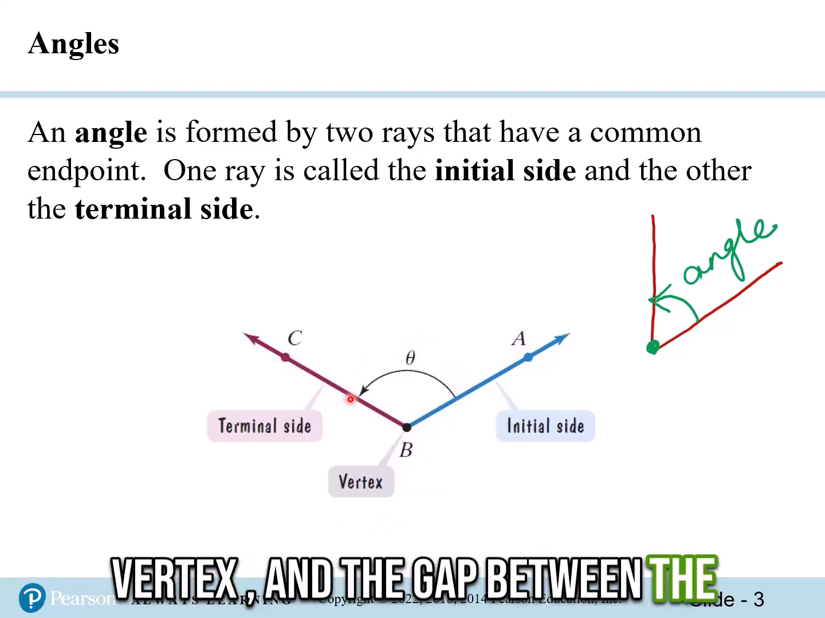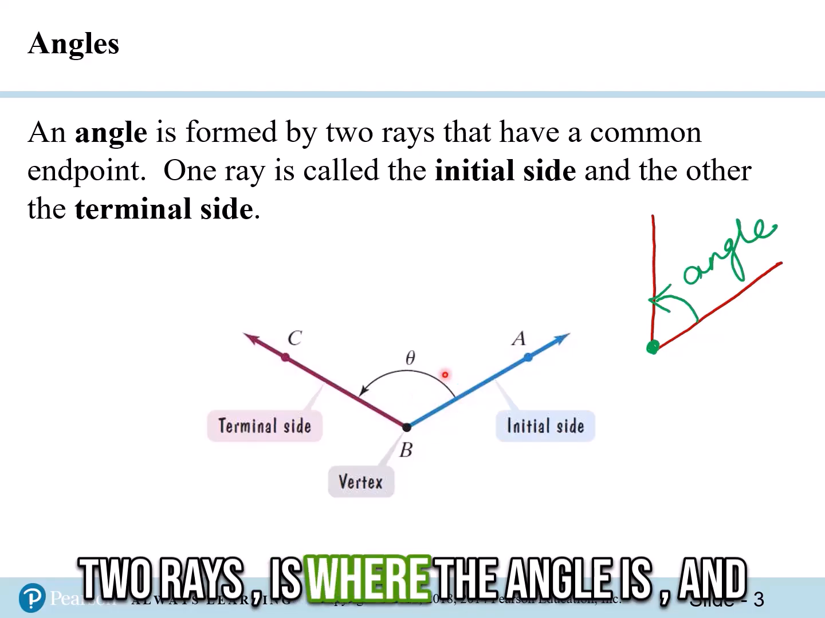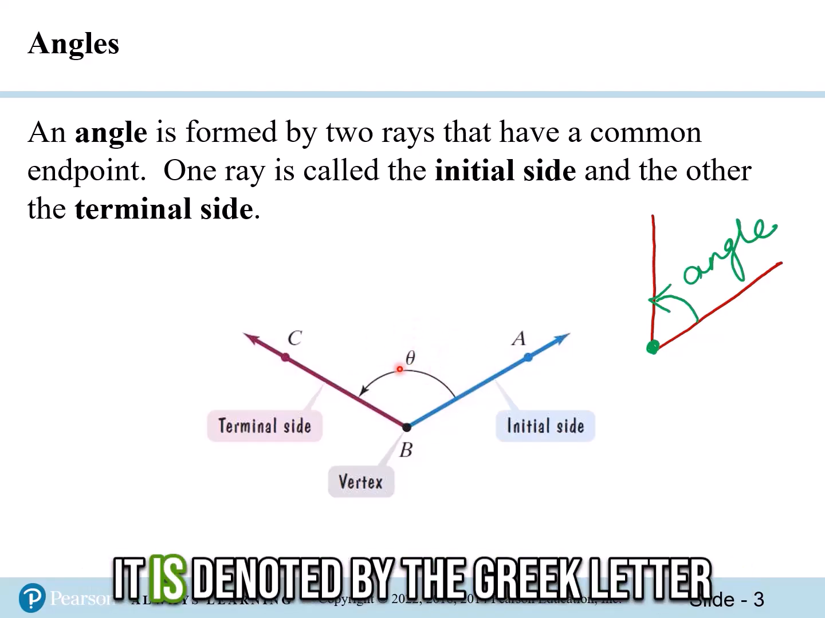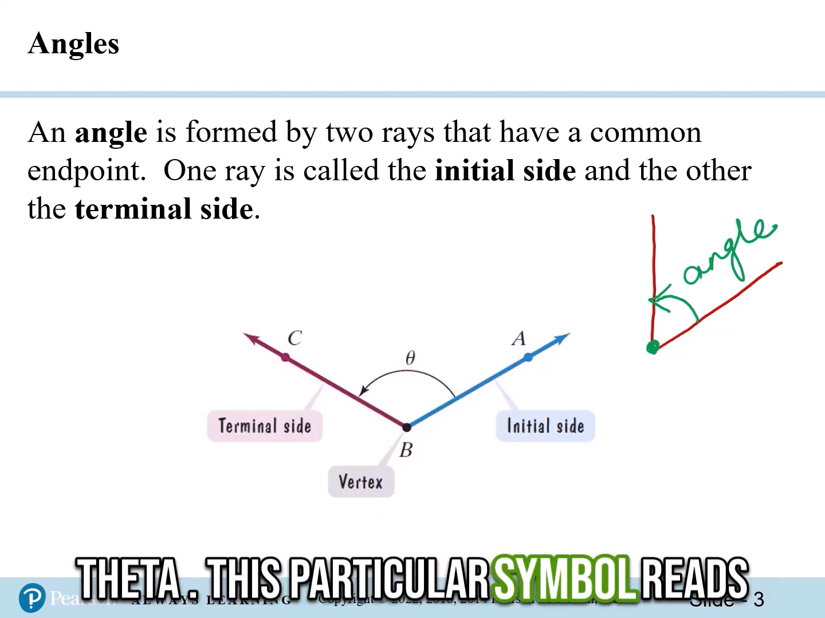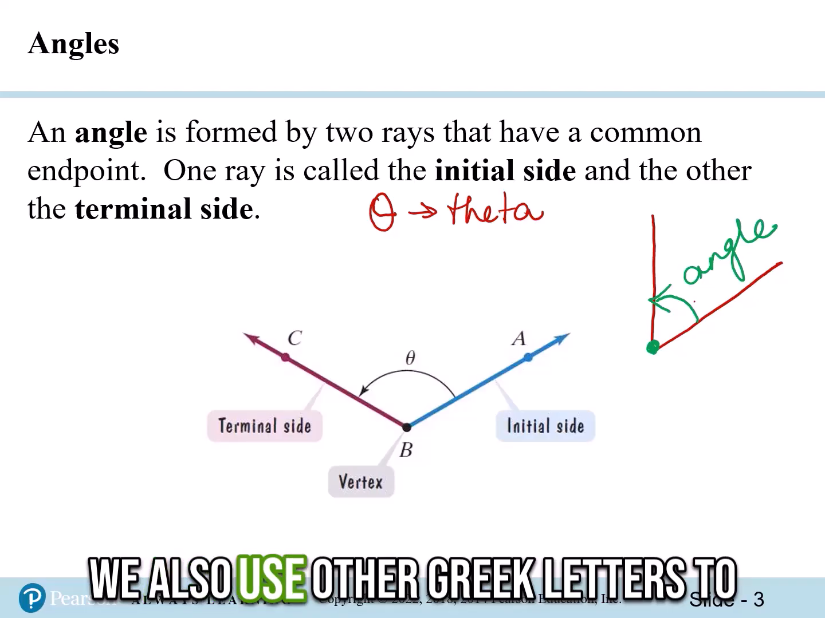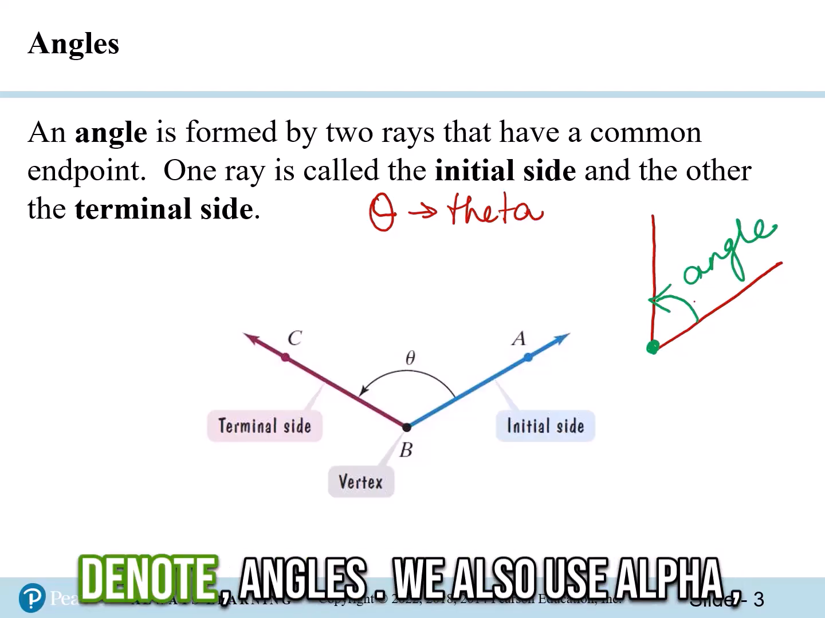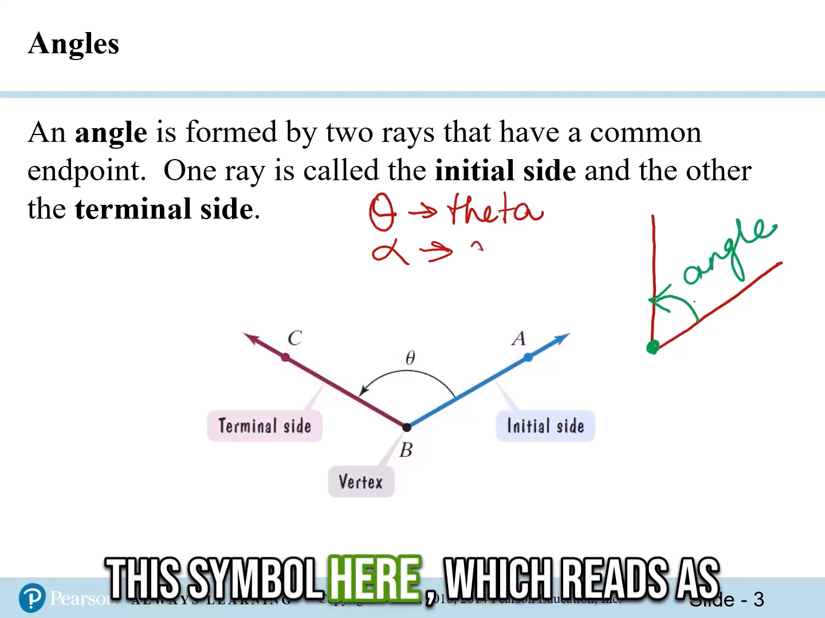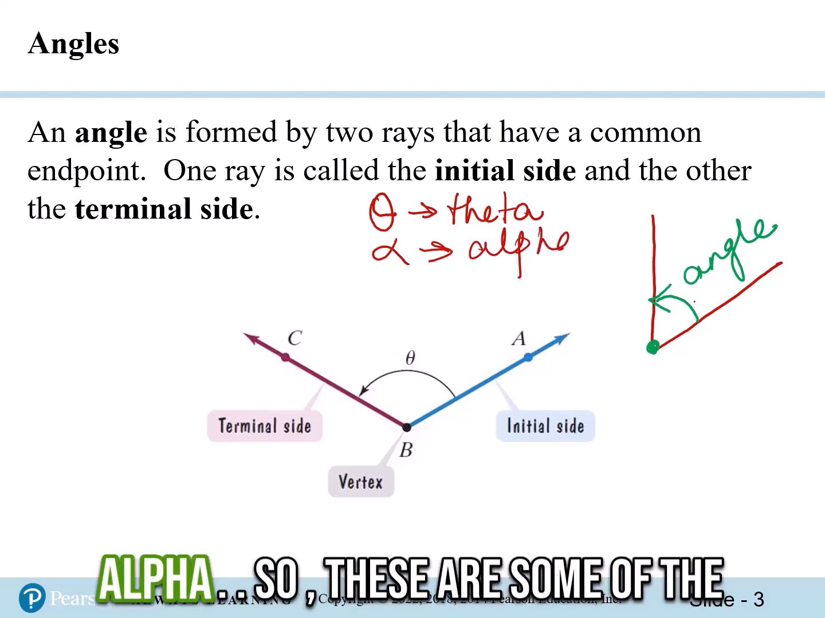All right, so the point where the two rays meet is known as the vertex, and the gap between the two rays is where the angle is, and it is denoted by the Greek letter theta. This particular symbol reads as theta, which is a Greek letter. We also use other Greek letters to denote angles. We also use alpha, this symbol here, which reads as alpha. So these are some of the notations.